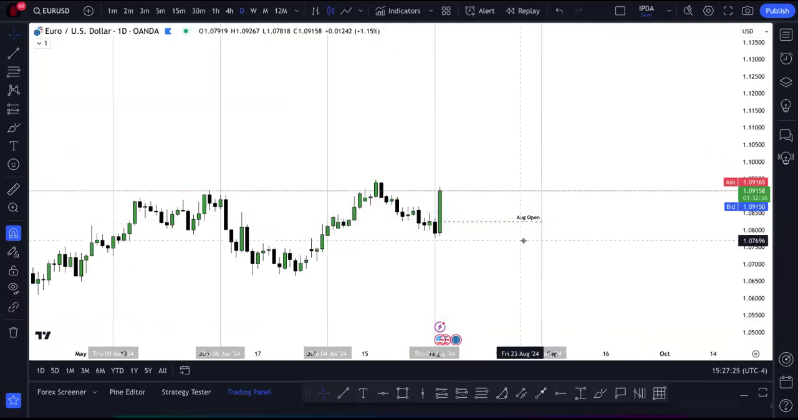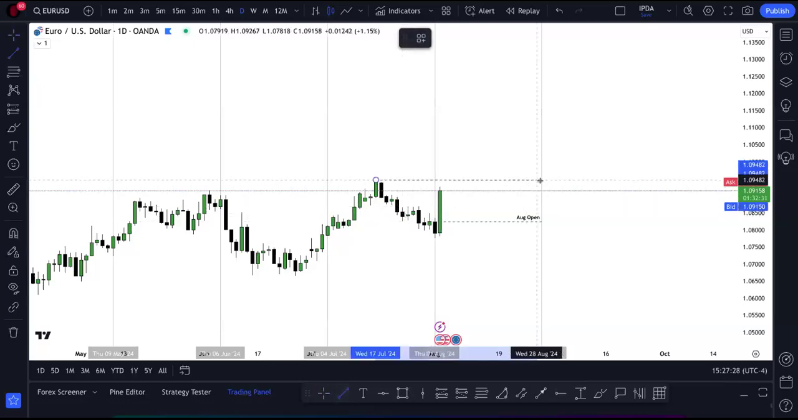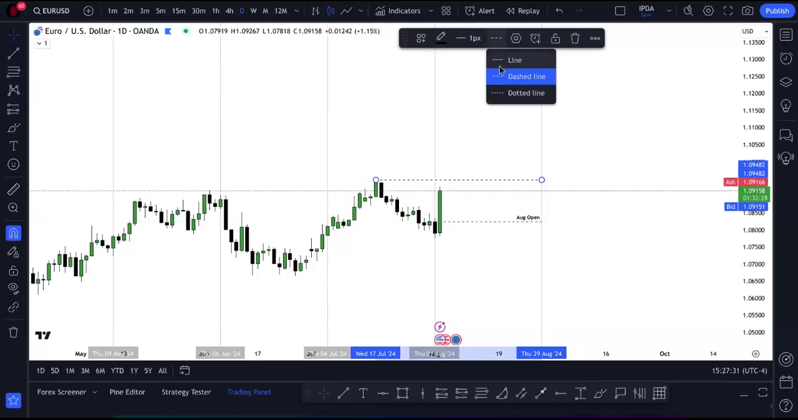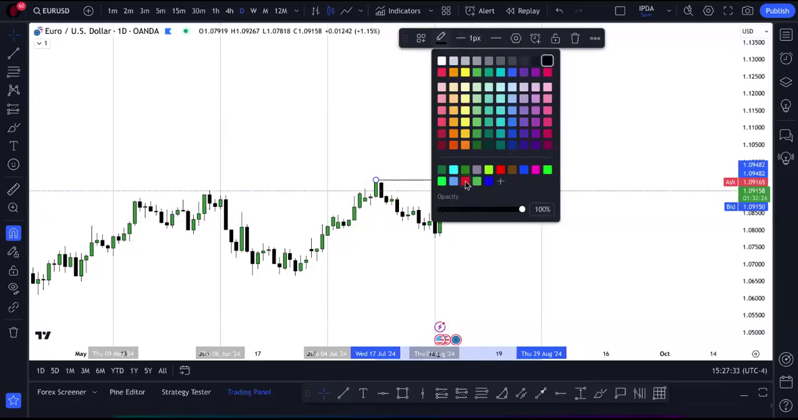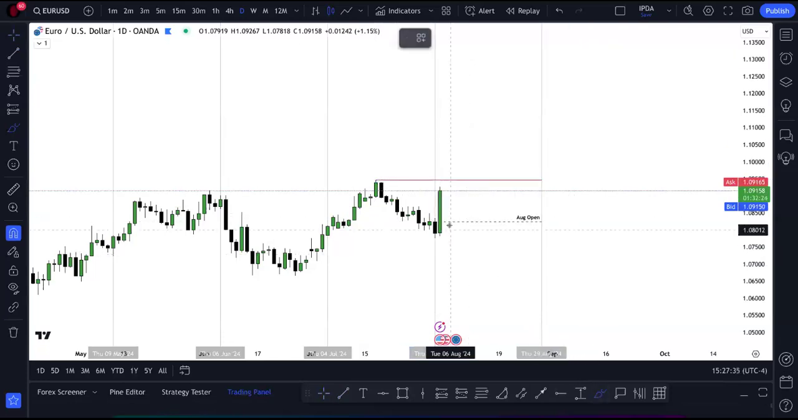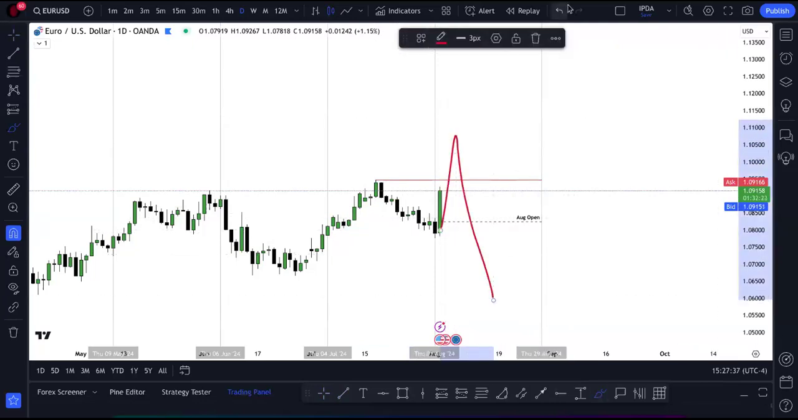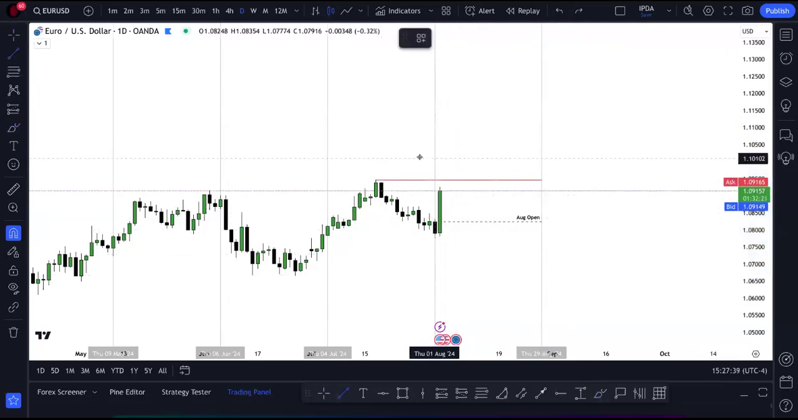We got our premium and discount levels. Perfect. We got the 20-day high. It's already almost there too. So we could see this possibly. Who knows? Raid that high and then go short. Let's look for the 20-day low. This would be the 20-day low.